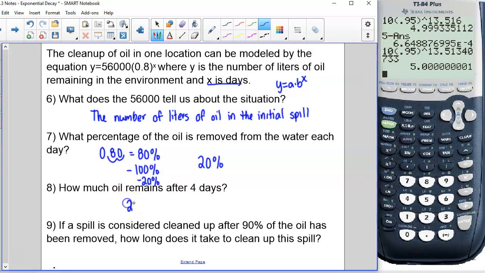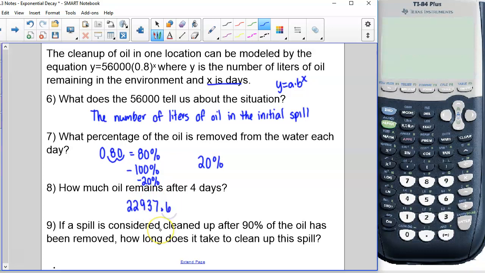22,937.6. All right, somebody check and make sure she's right. We can trust her. Okay, Emma Grace says so. Some of you are like, I don't care, I didn't have to do it. So good enough. 56,000 times 0.8 to the fourth. Okay, she's right. Good. And this would be liters of oil.